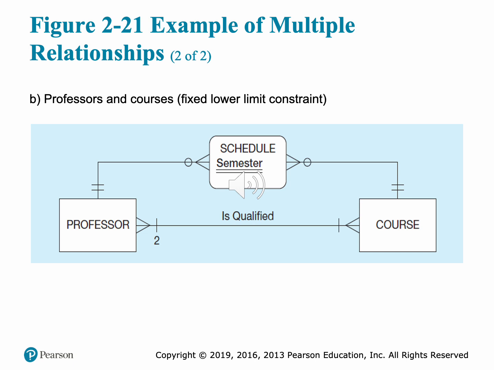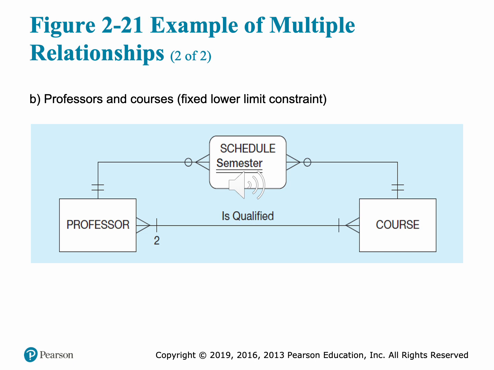Again, we see multiple relationships between two entities, this time between professors and courses. The is-qualified relationship is of binary degree and mandatory many-to-many cardinality. A professor must be qualified to teach at least one course, and a course must have at least two qualified professors. This is a fixed lower limit constraint.